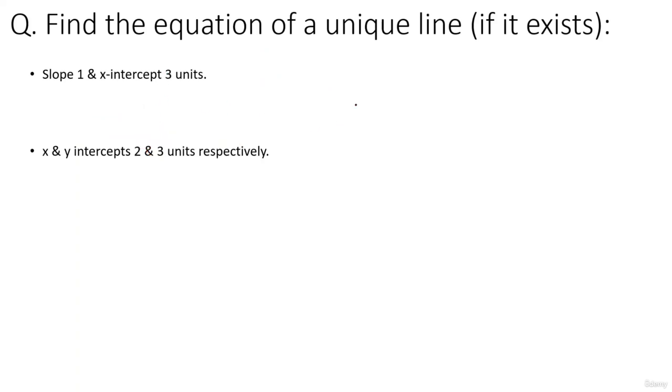X and y intercepts 2 and 3 units respectively. So guys, x intercept is 2 units and y intercept is 3. Okay, from the previous two questions, if the y intercept is 3, guys, that means the coordinates of this point are 0, 3, the point where the line touches the y-axis. Same way, if the x-intercept is 2, that means the point where the line touches the x-axis is 2, 0. Right? Now we have 2 points. We can apply the 2-point formula.